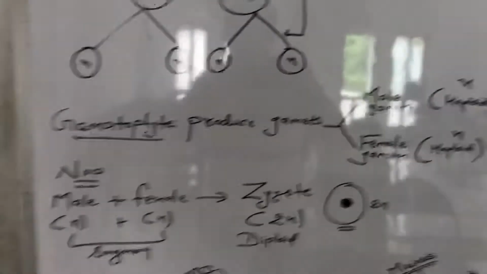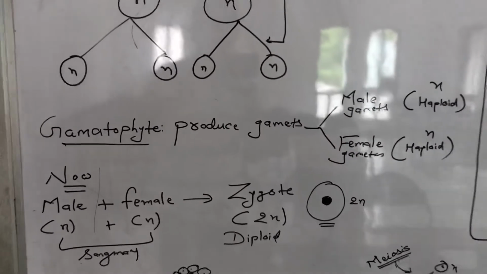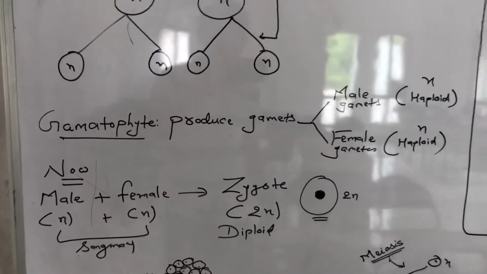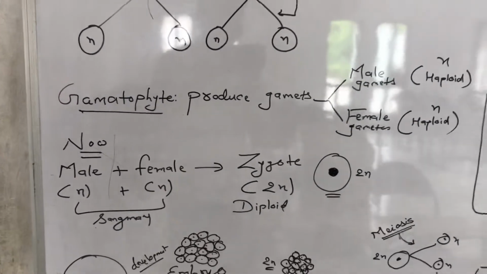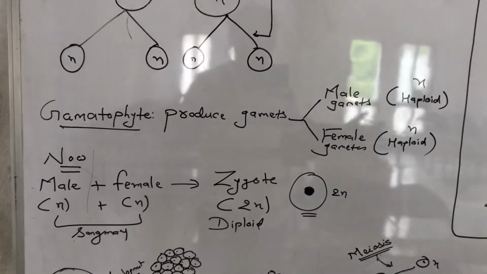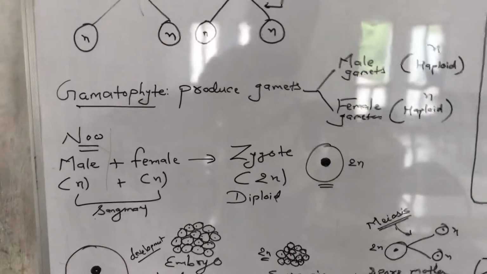Remember this: always, the male and female gametes are haploid in nature. Now what will happen? After the production of gametophyte, there occurs gametogenesis. Gametogenesis means production of new gametes.